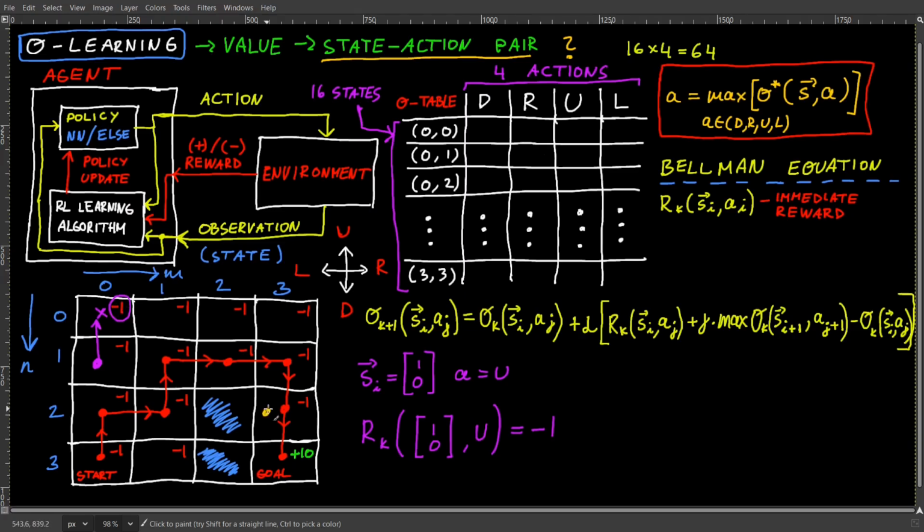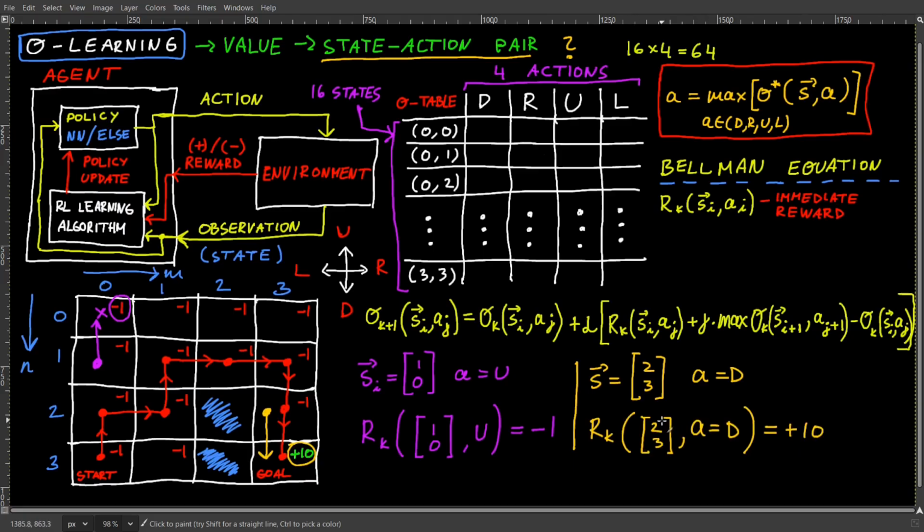If, however, I'm here, so my state is 2, 3, second row, third column, and my action is down, so I move here, I end up getting this immediate reward, which means that R at time k would be plus 10 for this state action pair. If instead I had moved here, if my action had been up, then the immediate reward at time k would be minus 1, which is this number here.